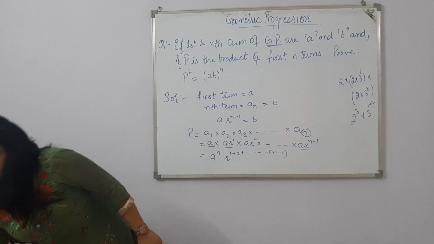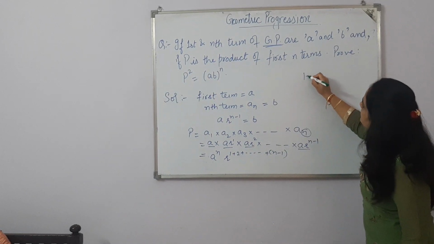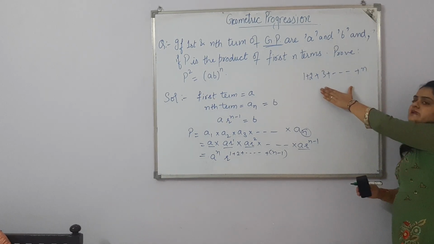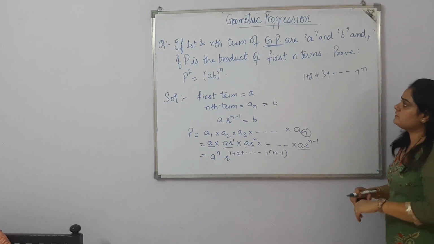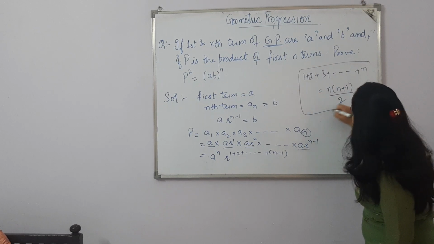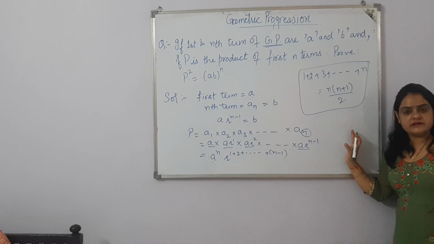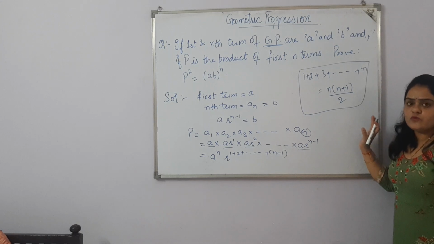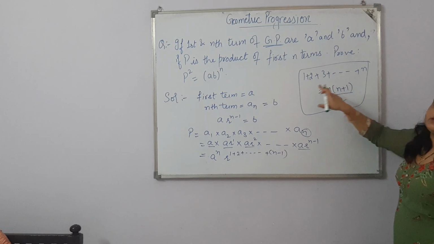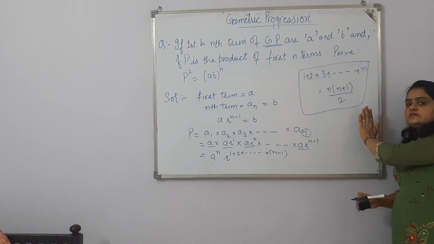Now, you need to remember one result. If you have 1 plus 2 plus 3 and so on up to n, that means the first n natural numbers, its answer is n into n plus 1 by 2. Well, you will do this result in the mathematical induction chapter. We'll prove this result there. That is your 4th chapter, NCERT chapter number 4. When we do this chapter, we'll prove that the sum of the first n natural numbers is n into n plus 1 by 2. For the time being, just remember this result.